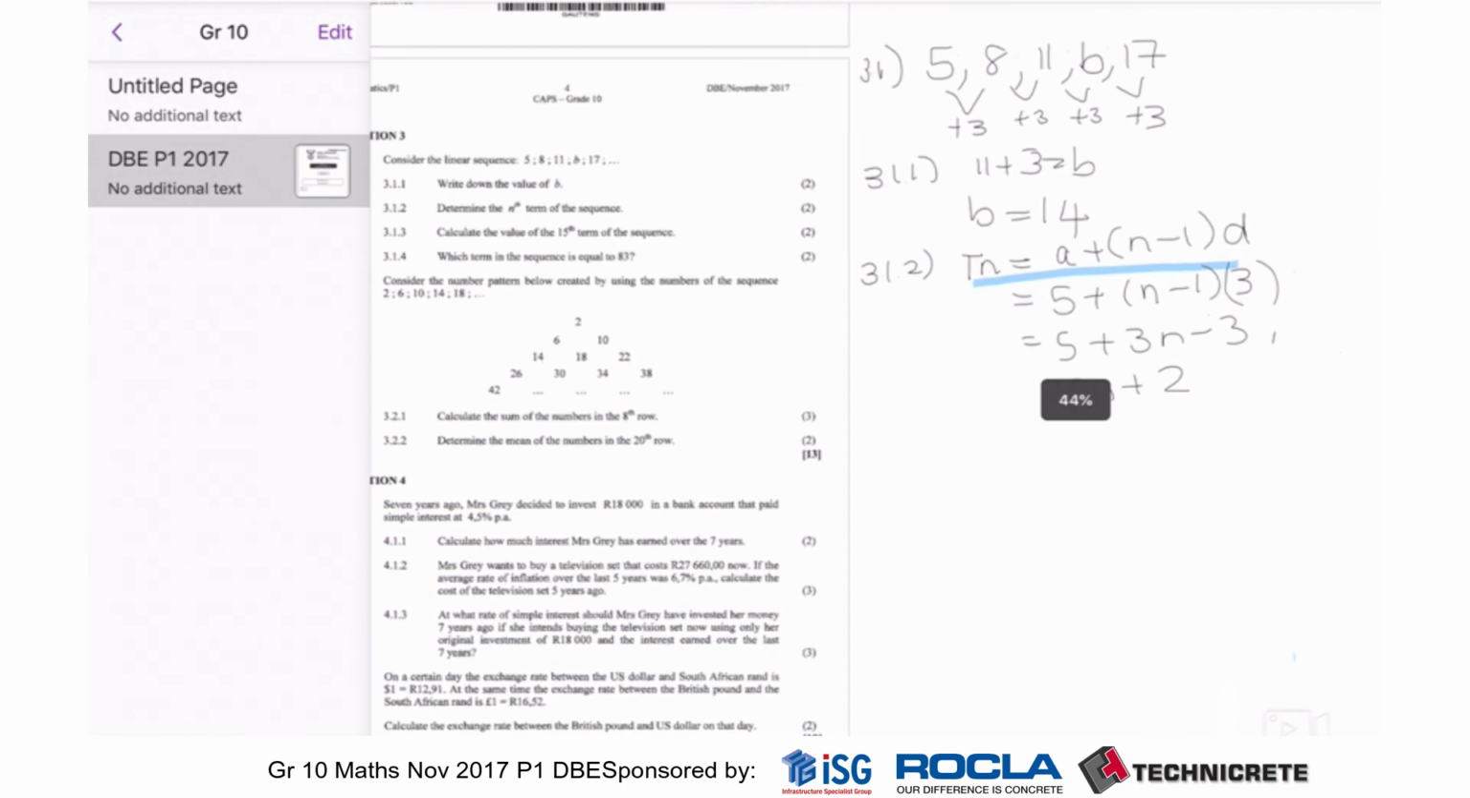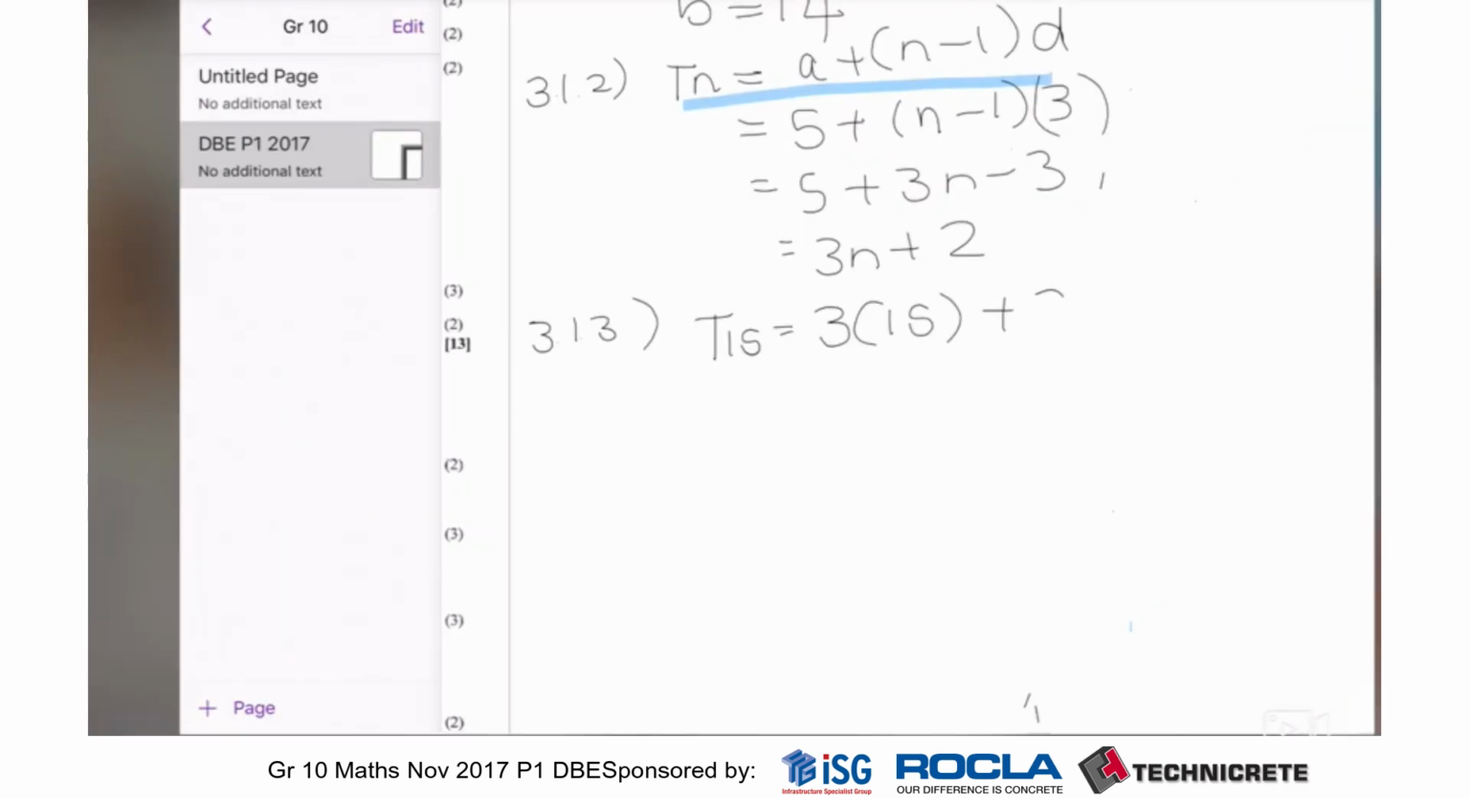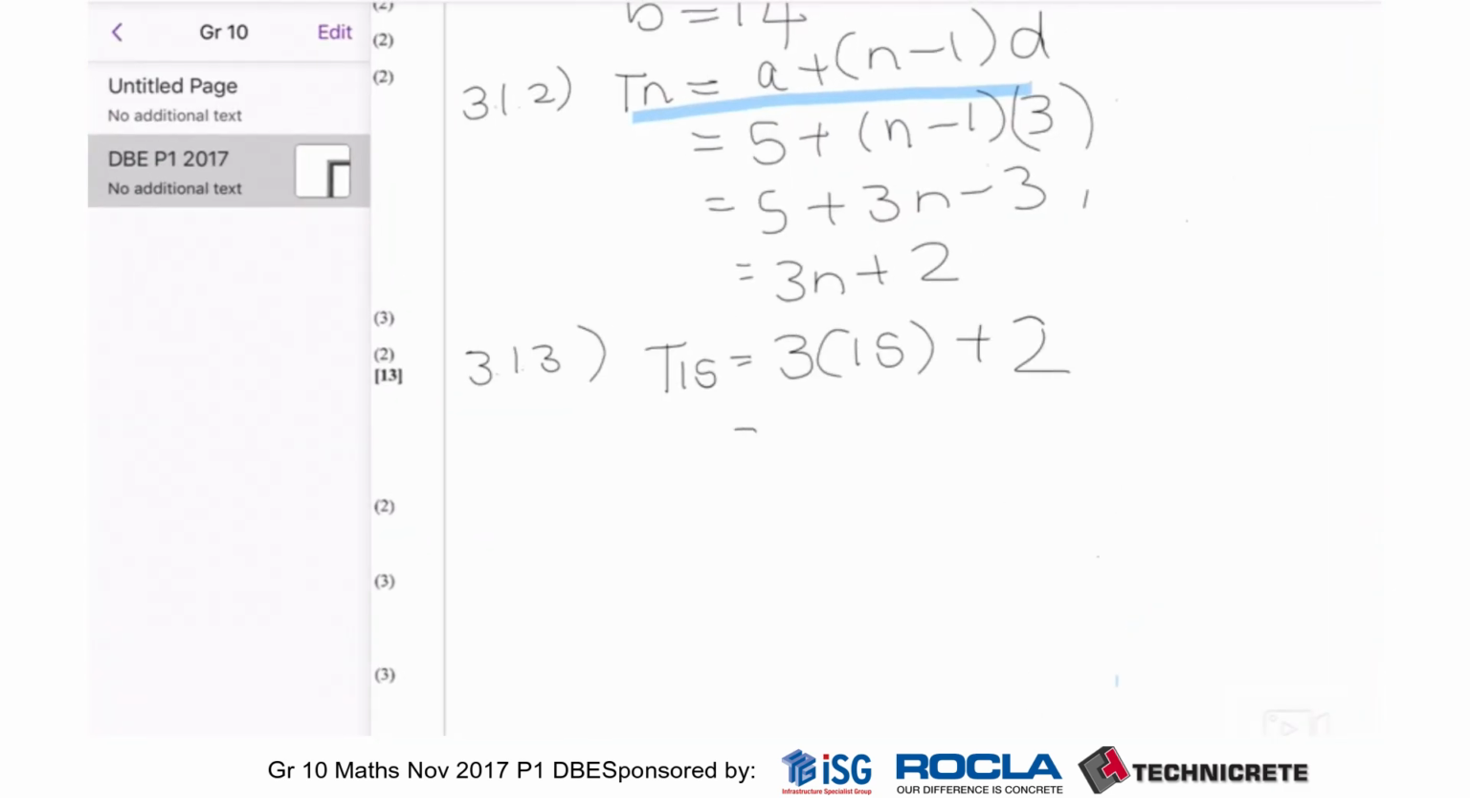Next, calculate the value of the 15th term. Seeing as we've got our equation, it should be fairly easy to calculate the 15th term. So we want T15, which is equal to 3, substituting in n, plus 2. Use your calculator, which is going to be 45 plus 2, so it's going to be 47.